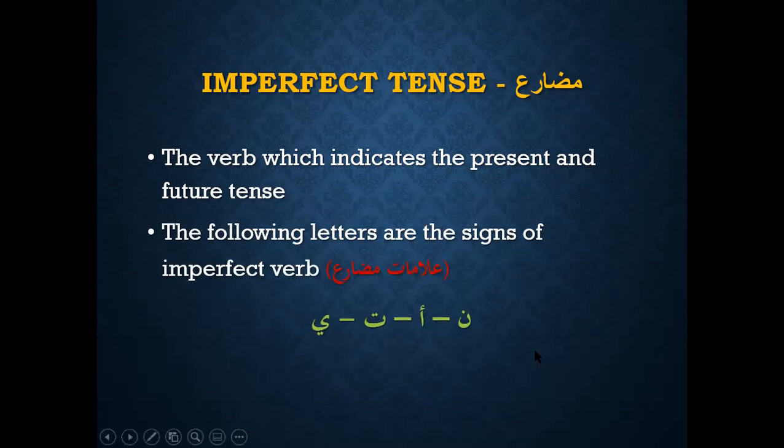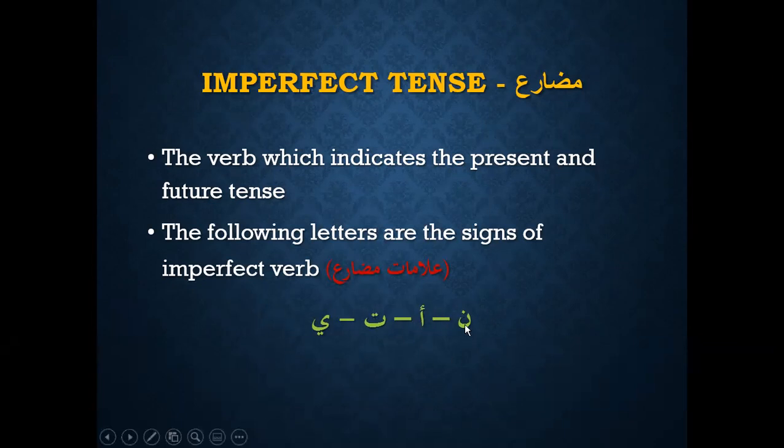Na'ti. Na'ti means we came. Ata means he came, and ya'ti means he comes or he will come. And in mudari, the same way you can say ya'ti, ya'tiyani, ya'tuna, ta'ti, ta'tiyani, ya'tina, ta'ti, ta'tiyani, ta'tuna, ta'tina, ta'tiyani, ta'tina, a'ti, na'ti. So na'ti means we come or we will come.